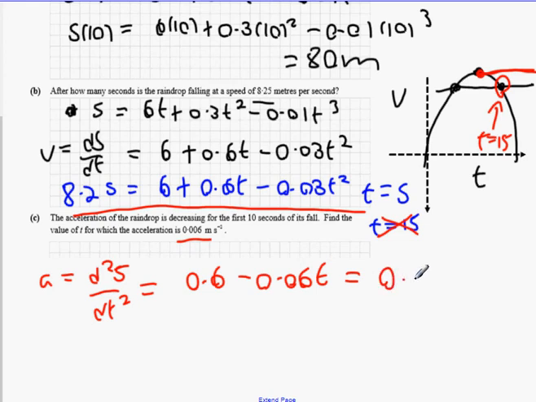So that is 0.006. Okay, now this is an interesting one. So, 1 second. Yeah, we're good.